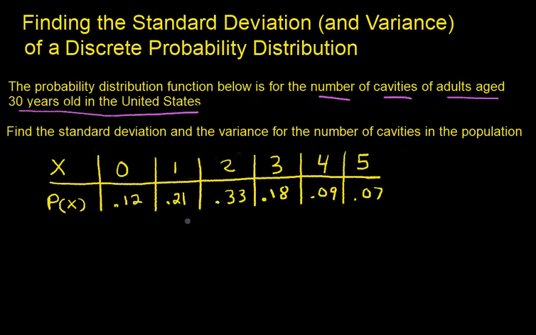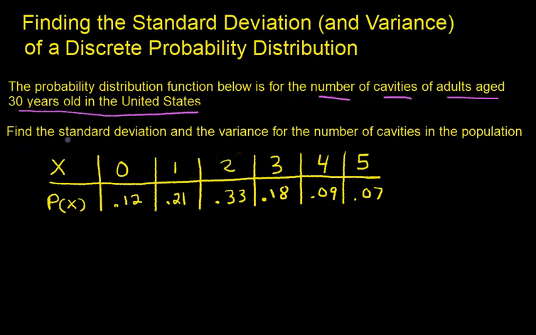So the probability that someone in the population, which is adults aged 30 years old in the United States, has, say, 2 cavities is 0.33, right? The probability that someone in this population has 5 cavities is 0.07, right? So we could read this as representing the population. That's a key, and it's a very important thing to understand, that this is representing the population. This isn't information coming from a sample, rather this is information representing the population.